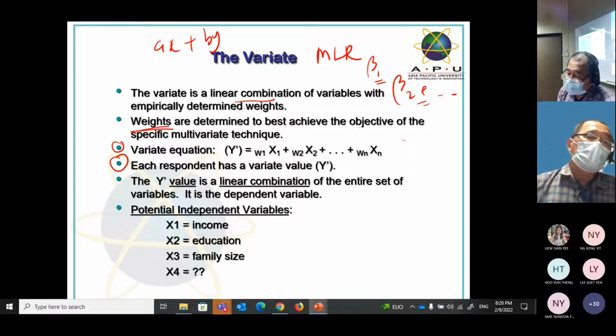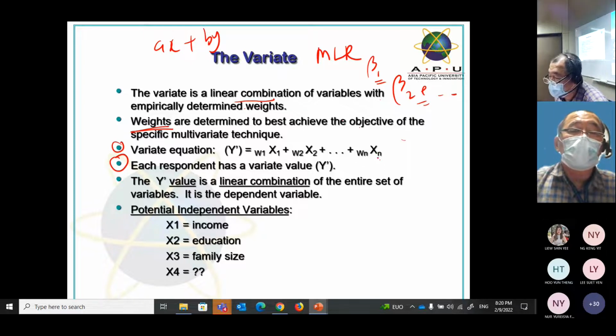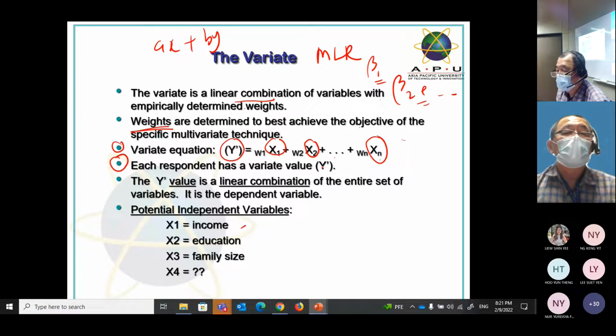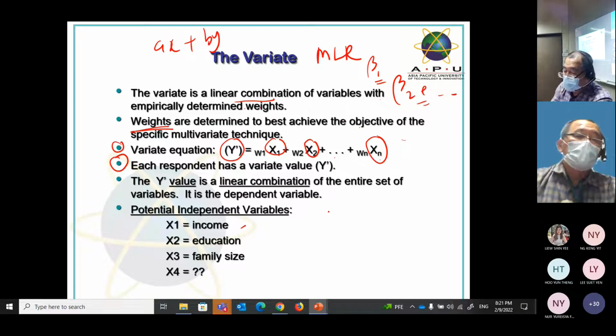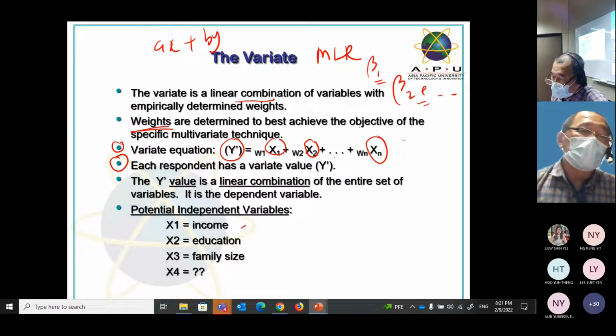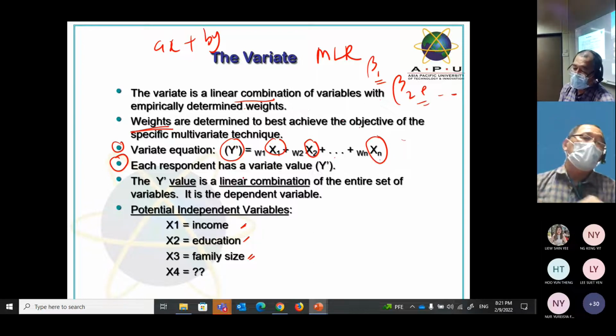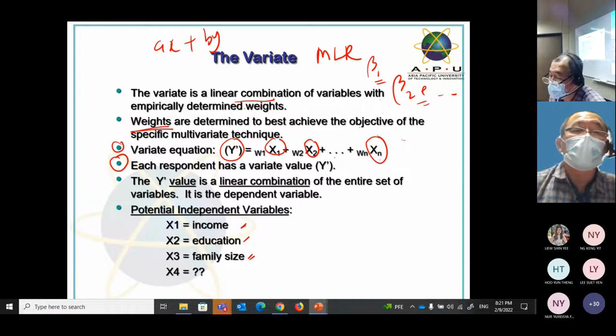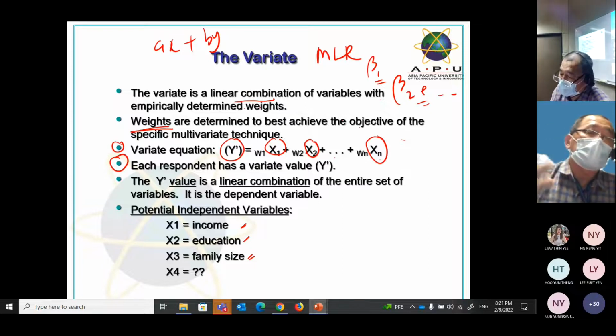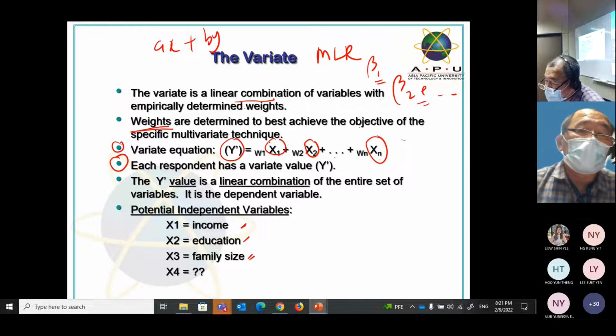Okay. So each respondent has a different value for x1, for example income. Different income, different education, different family size, we will get a different value of y prime. So here is more towards prediction. Using different people's income, education, family size, we can predict, for example, either renting a house or owning a house. So we can predict the y.